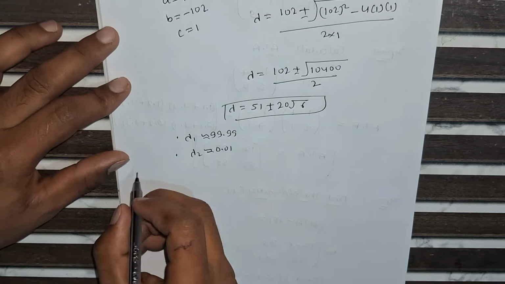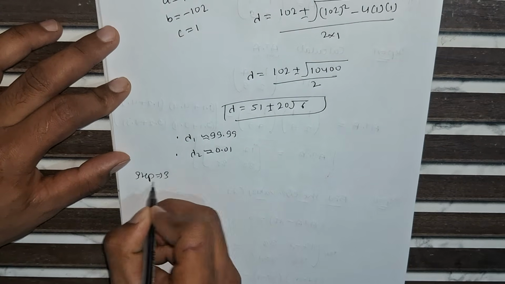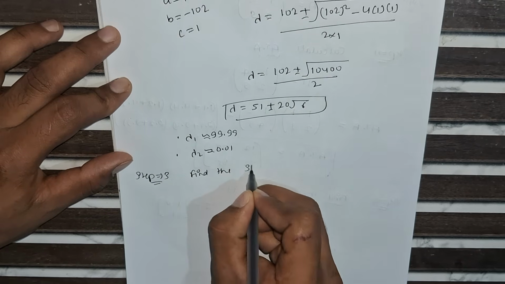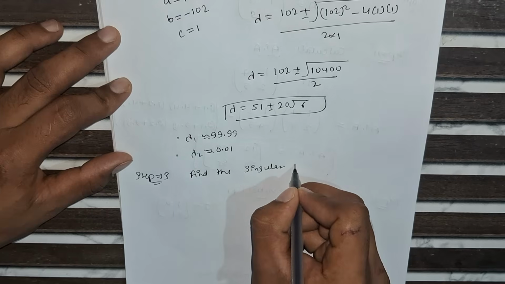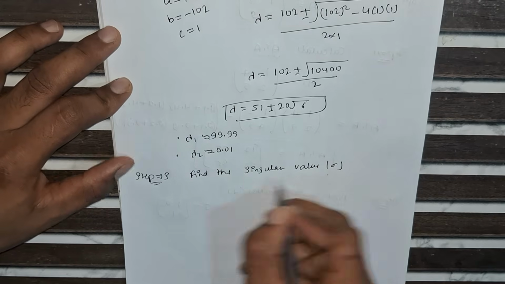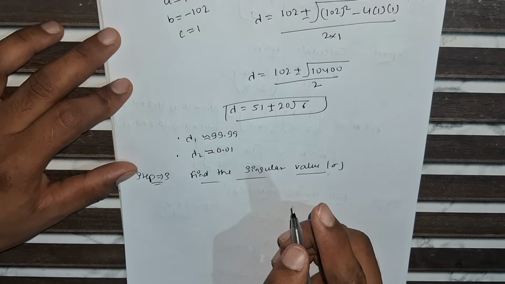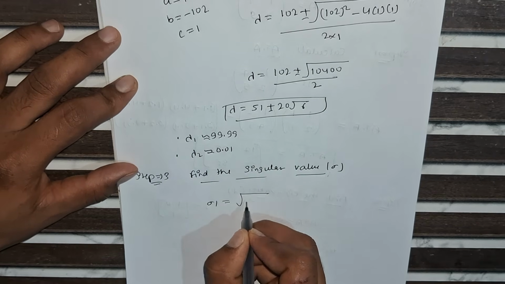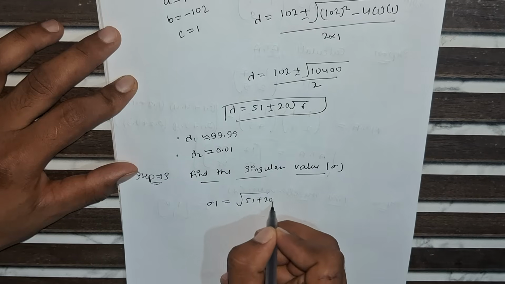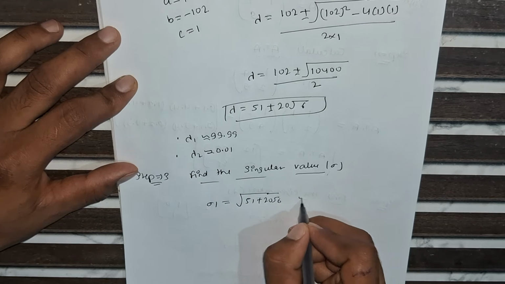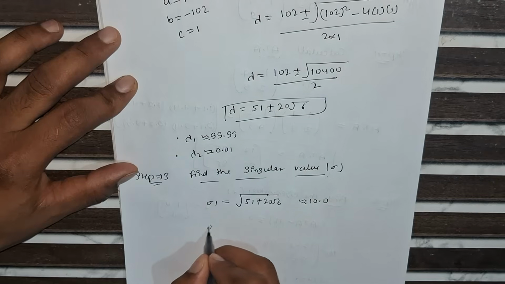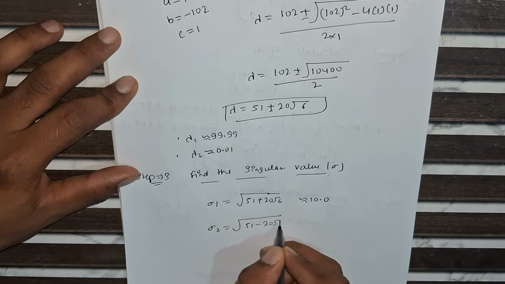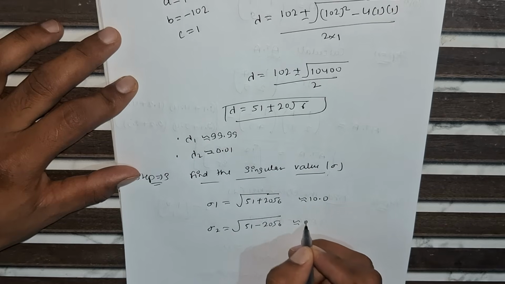So step 3, find the singular values, which is nothing but sigma. So singular values are the square root of the eigenvalues. So sigma 1 equals under root 51 plus 20 root 6. When you solve it, it becomes nearly 10.0, and sigma 2 is nearly equal to 51 minus 20 root 6. When you solve it, it becomes nearly 0.1.